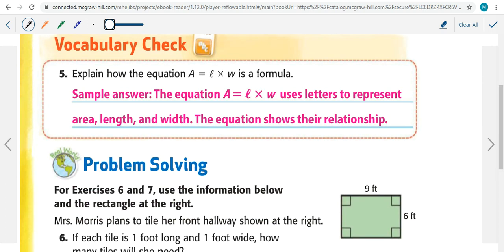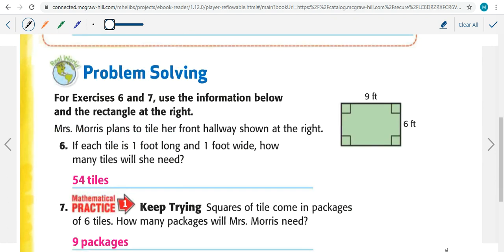Now, explain how the equation A equals L times W is a formula. Well, letters are used to represent area, length, and width. The equation shows a relationship. Remember, the area is equal to length times width. L is length and W is width. Length es largo, width es ancho.